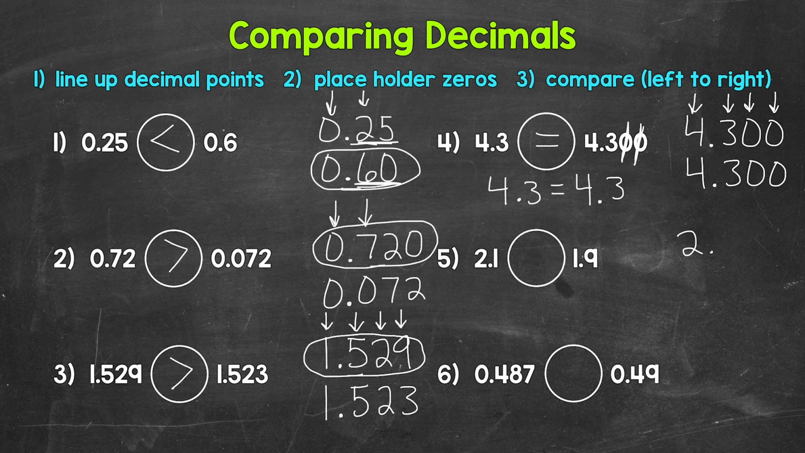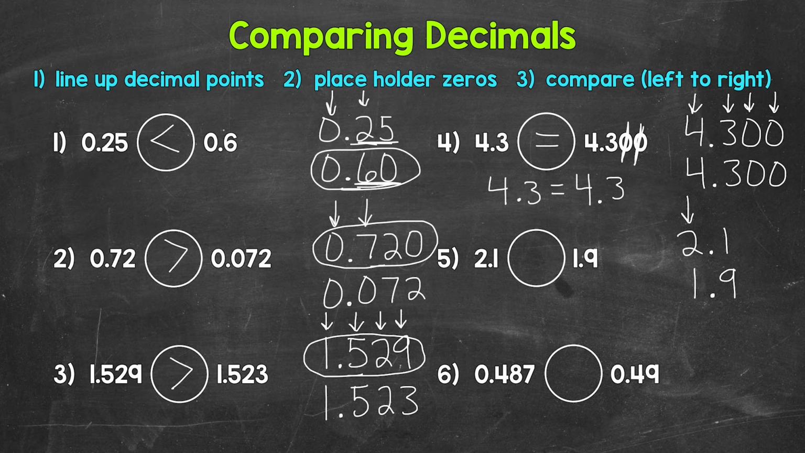So 2 and 1 tenth and 1 and 9 tenths. Both of these go to the tenths place, so we don't need any placeholder zeros. So now let's compare digits. We will work our way from left to right. We'll start with the ones place, where we have a 2 and a 1. So we are comparing the whole numbers here.